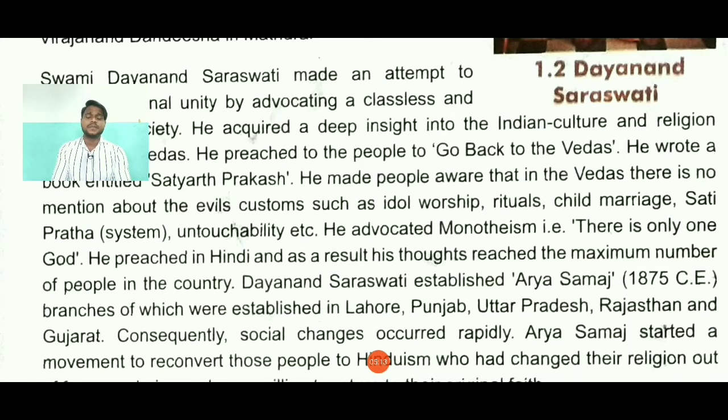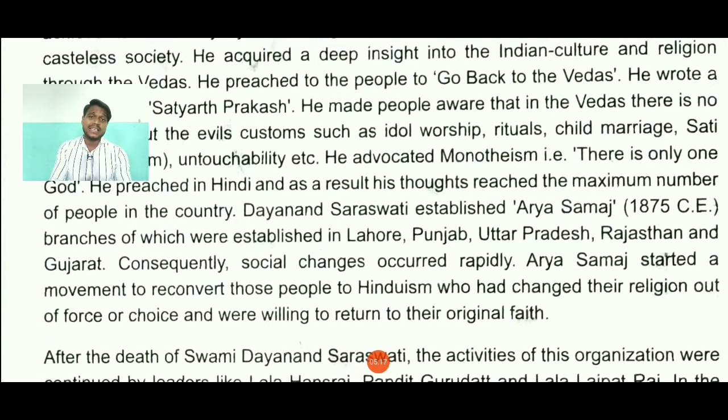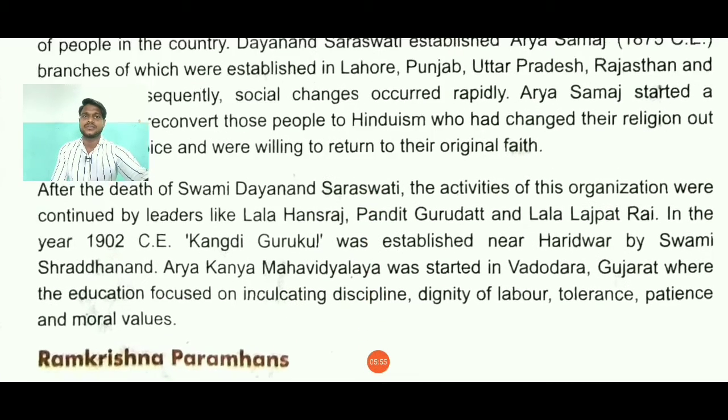Now, the Arya Samaj movement was also to bring back people who had changed their religion from Hinduism. From a basic religion you need to come back, because what you are born with is the religion. So social changes and rapid changes also occurred. Arya Samaj started a movement to reconvert the people who had been changed from Hindus to other religions by force, and it was willing to return them to the original faith. So these things were given by Swami Dayananda Saraswati.